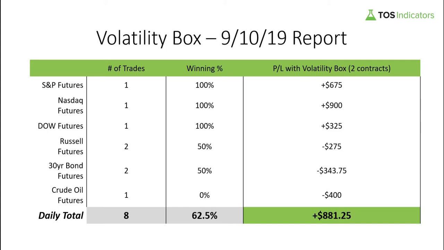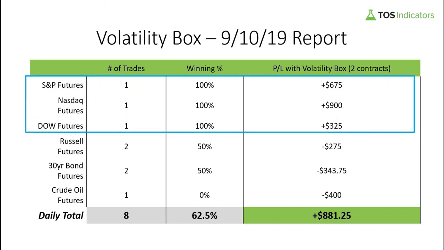For today's trading activity, we had three trades that set up in the S&P, the NASDAQ, and the Dow, which were winners. The NASDAQ was a slightly more aggressive trade if you took it. We'll cover it when we look at charts. We also had two trades that set up in the Russell, one of which was a winner, one was a loser, for an overall net negative P&L on the Russell of negative 275.